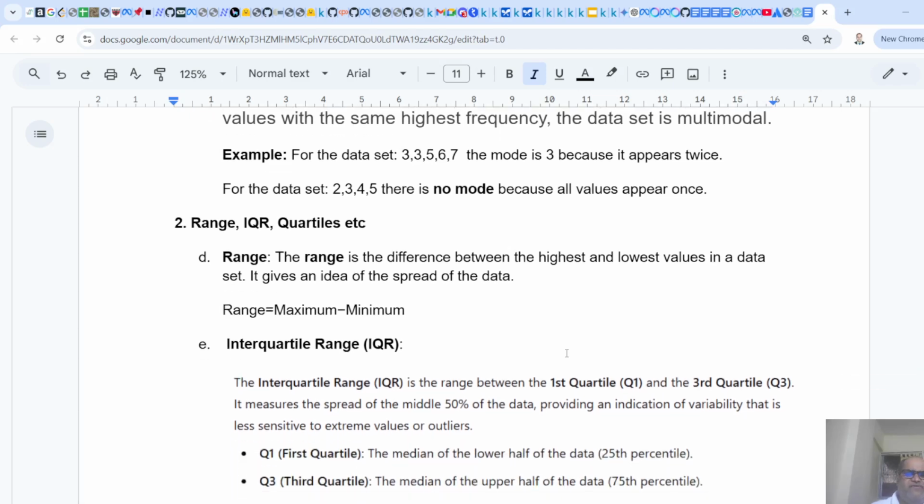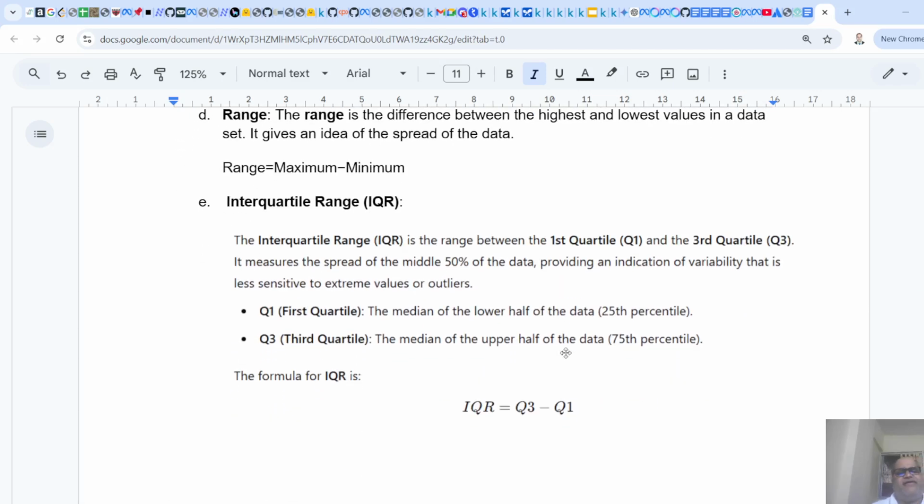Now, we'll see some of the range-related and interquartile range-related details. As you know, range is something that talks about the spread of your data set. The way you find it is find the maximum, find the minimum, and then take the difference of that. So in a way, it talks about the overall spread, from where to where your data points are.